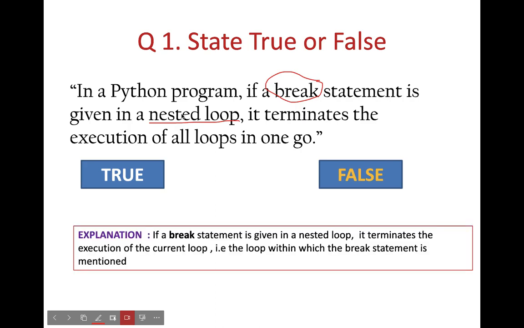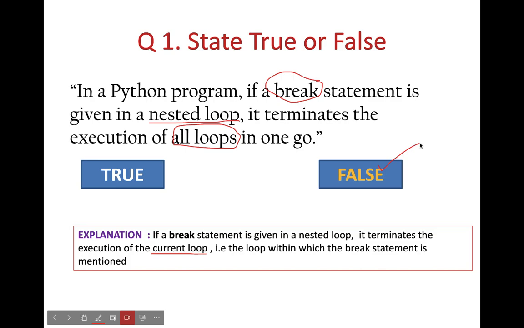Why is this a false statement? Because if a break statement is given in a nested loop, it terminates the execution of the current loop. Only the current loop will be terminated, that is the loop within which the break statement is mentioned. It does not terminate all the loops. But here it is mentioned that it terminates all the loops, which is a wrong statement. So the answer would be false in this case.